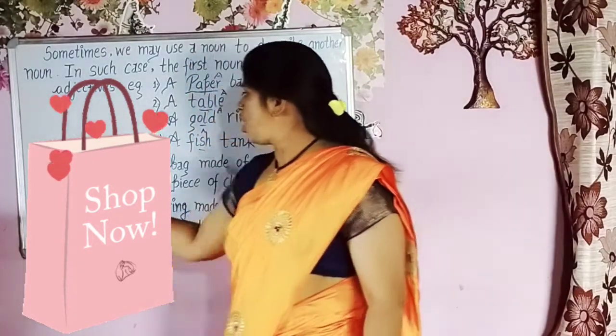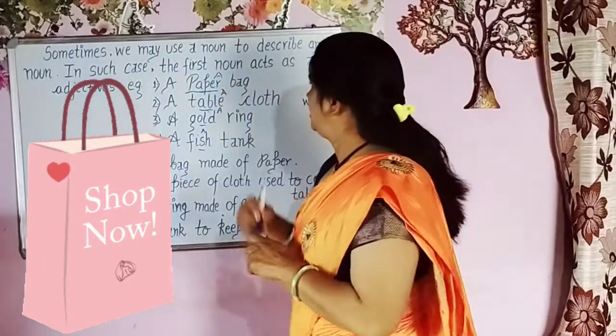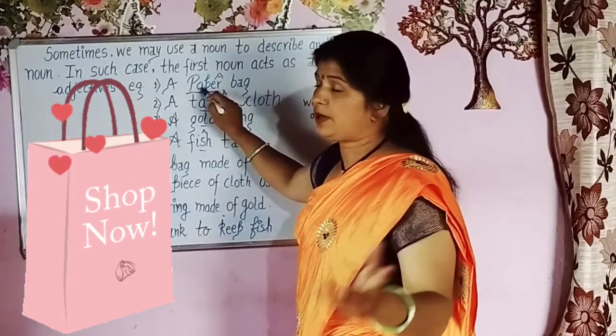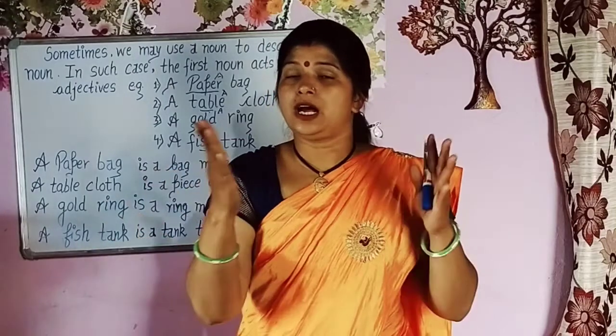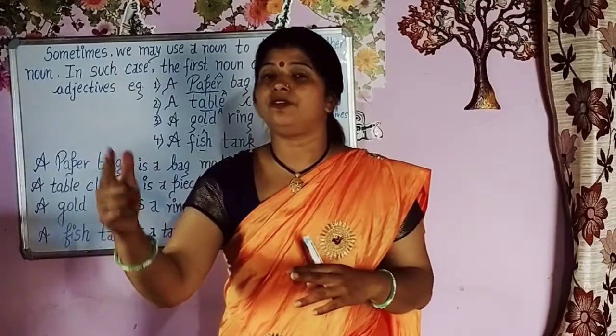A paper bag. That means we are talking about a bag which is made up of paper. A paper bag is a bag made of paper. So, have you understood? In this sentence, you may see that paper is also a noun. Paper भी noun है. Then bag is also a noun. So, two nouns are given in this sentence, right? So, I have told you that if two nouns are given, and sometimes the noun is used to describe another noun, then the first noun will be your adjective.